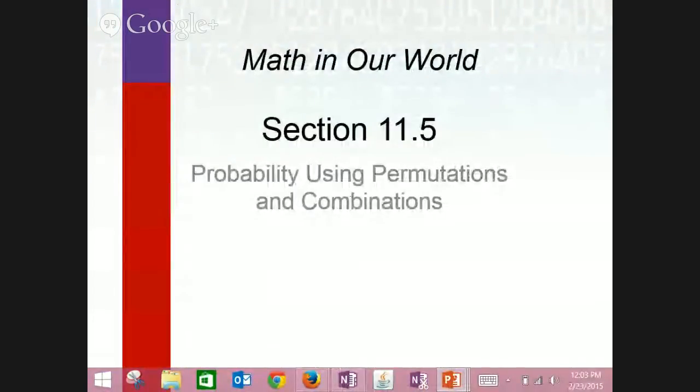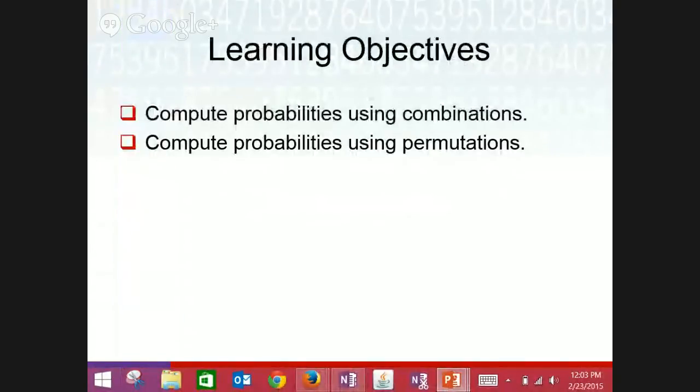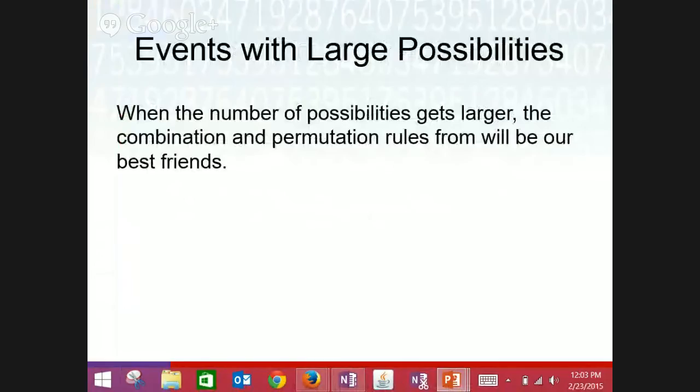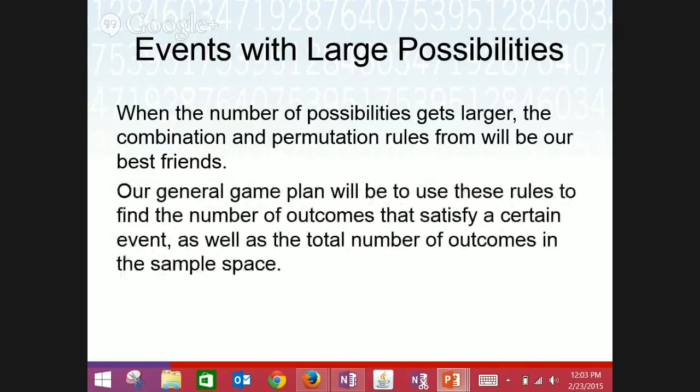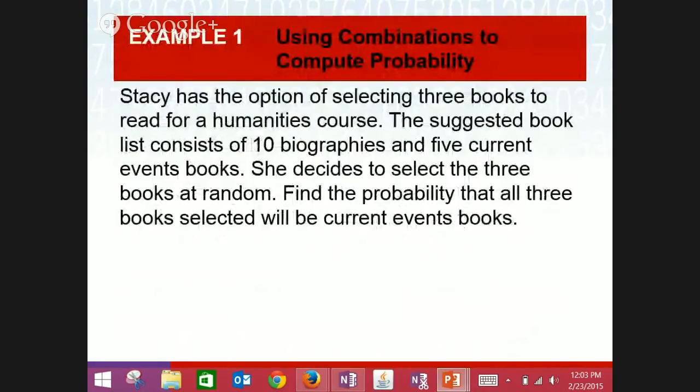So last time we talked about probability using combinations and permutations. And we said with really large possibilities, the fundamental counting principle or the tree diagram isn't going to get us too far because we're going to have a huge number of outcomes. So there's no way we're going to be able to list every outcome. We just want to know how many of them are possible. So that's where we have to ask ourselves, is it a combination or is it a permutation? Does order matter?